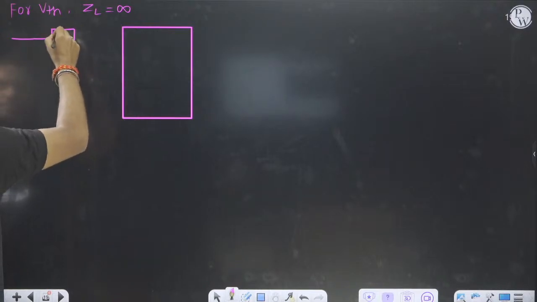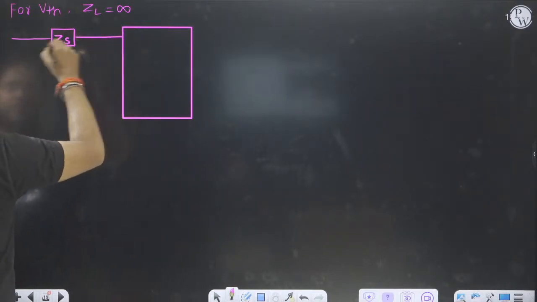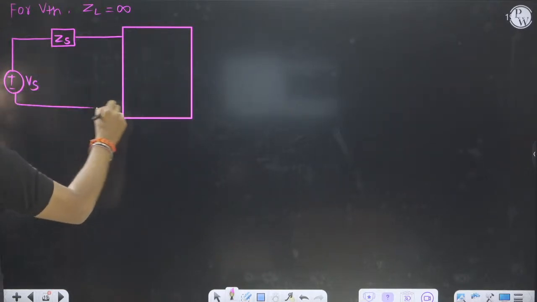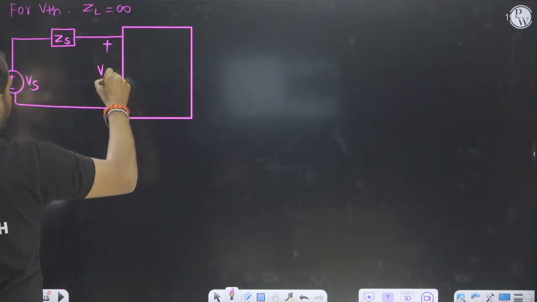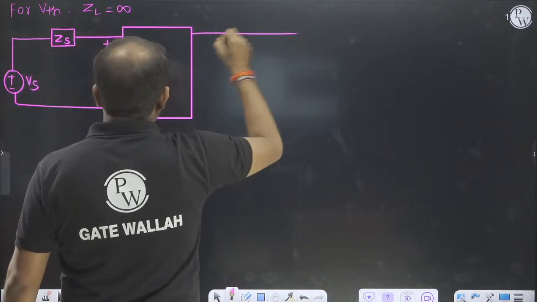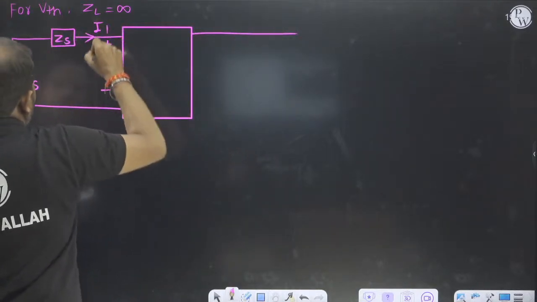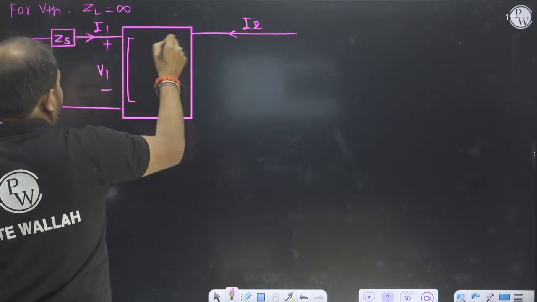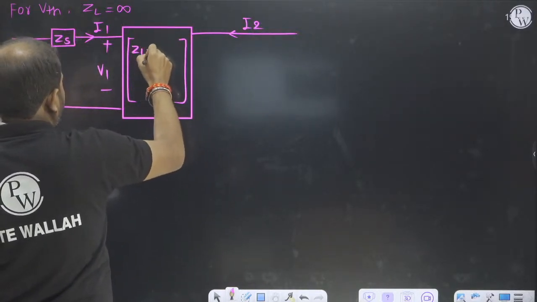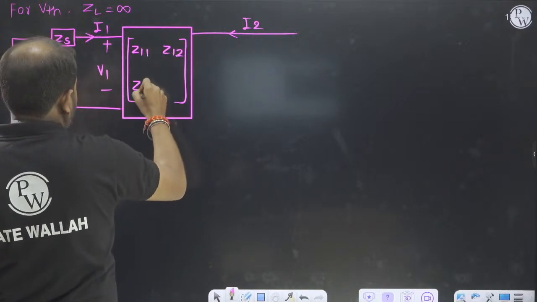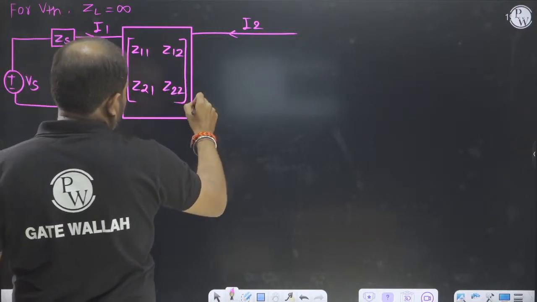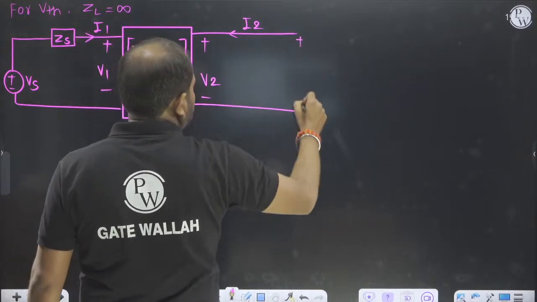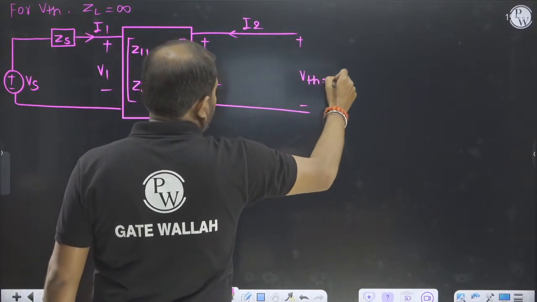ZS, okay. This is voltage VS. And this is voltage V1. This is current I1. And this is current I2. This is our Z parameter network, Z11, Z12, Z21 and Z22. And then after that there is a voltage V2 which is equal to VTH. So VTH and V2 are the same.